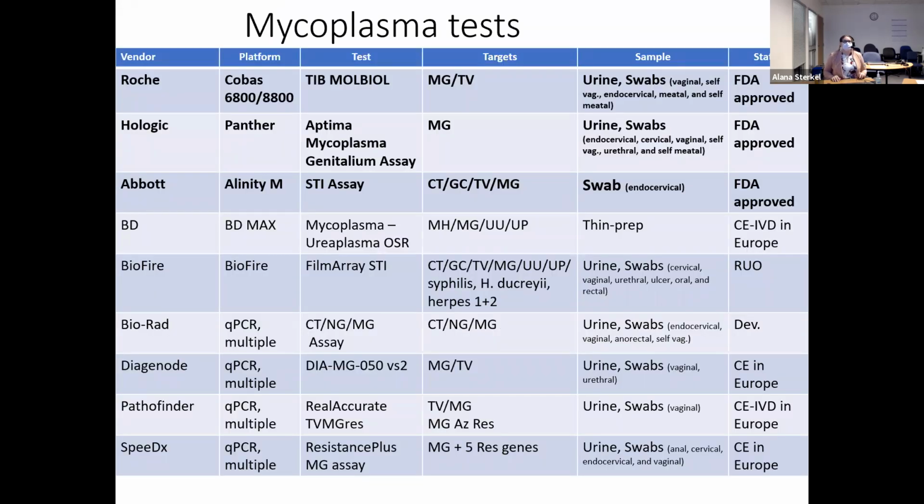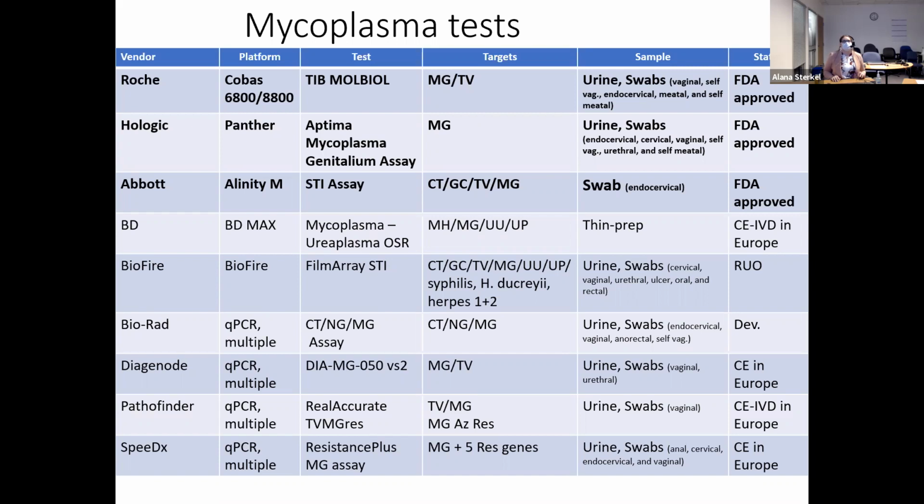This has really exploded in the diagnostic field for the different test types that are available, looking through all the different things that are currently approved or in development. I want you to focus at the top here. We now have 3 different instruments that have FDA approval for Mycoplasma testing. This is the Roche Cobas, the Hologic Panther, and the Abbott Alinity M.